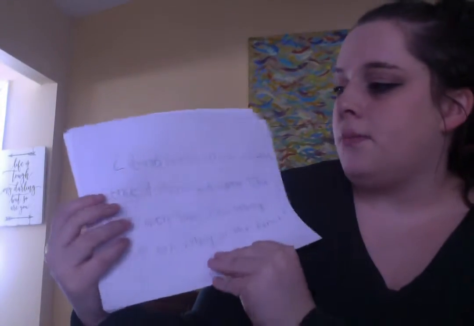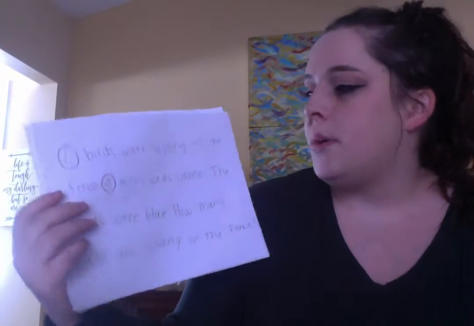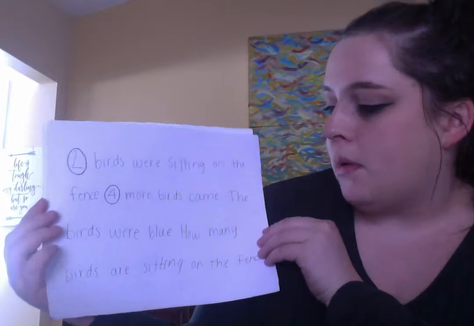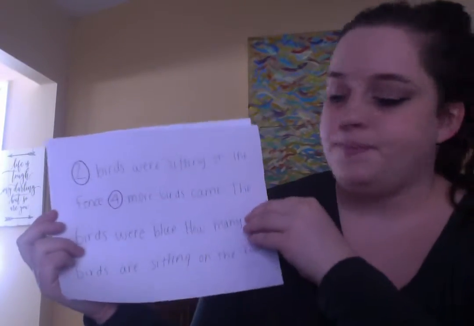So our first one, 2 birds were sitting on the fence. 4 more birds came. The birds were blue. How many birds are sitting on the fence? We'll circle our numbers, our 2 and our 4.